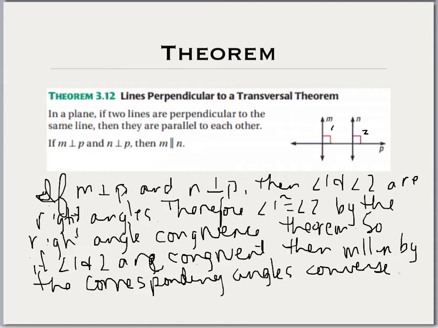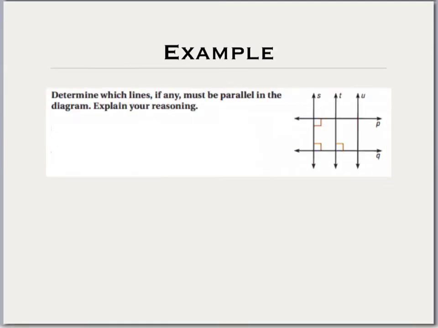Okay, keep writing down the theorems, keep writing down the proofs. You are expected to know all of the theorems, postulates, and properties. We keep building our catalog of knowledge, and as long as you write these things down, it'll help you memorize these theorems. All right? Let's look at an example of using this.